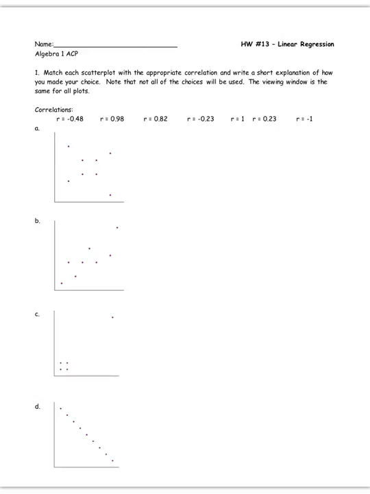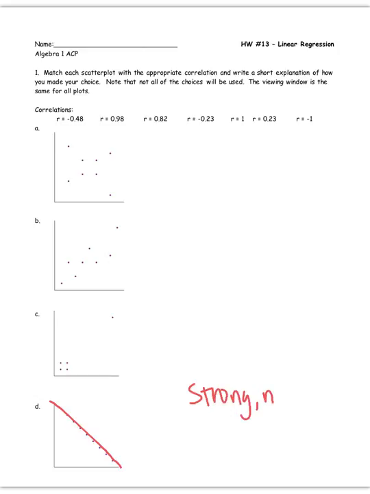So we have to match these graphs to what we're guessing those R values will be, okay? So I'm actually going to start on the one that I feel like is the most straightforward, which is D. That is definitely a linear correlation. I could draw a line through almost every single one of those points and hit each one. Notice that's a negative slope, so we would say that's a very, very strong negative correlation.